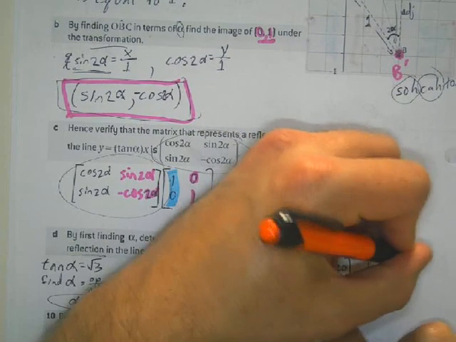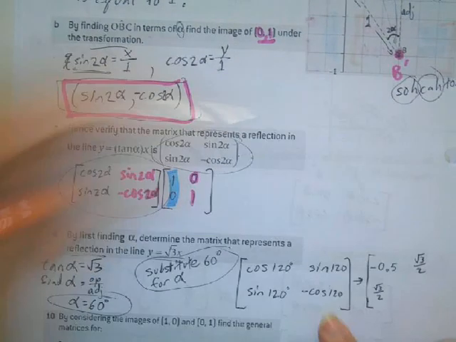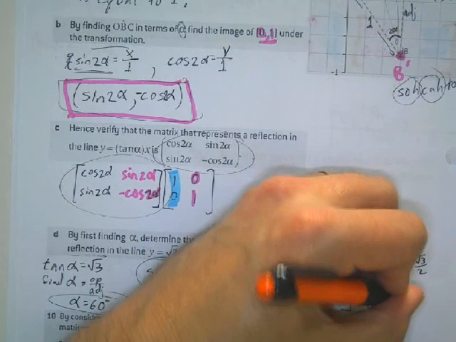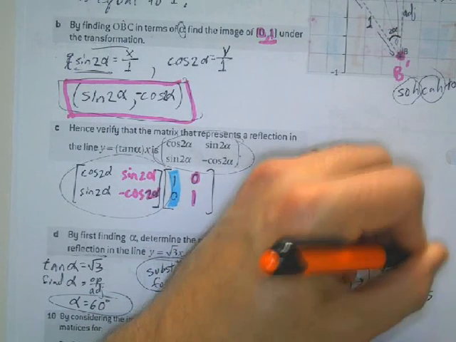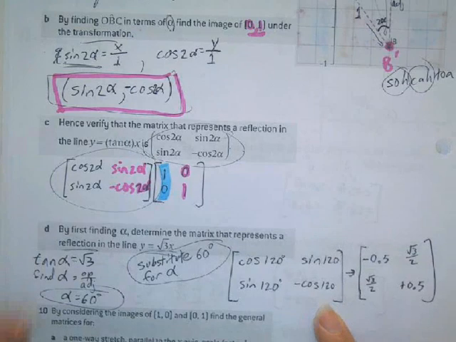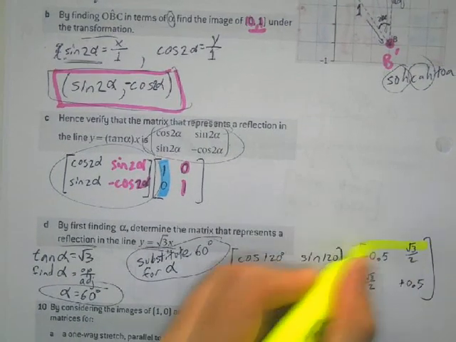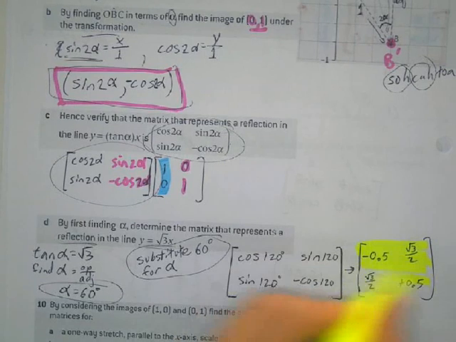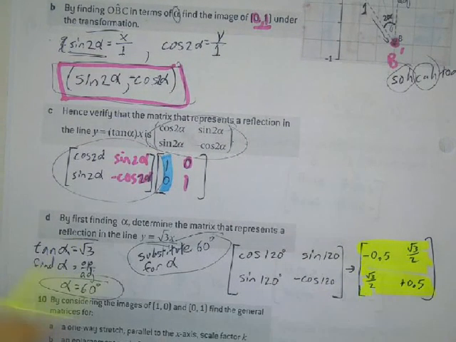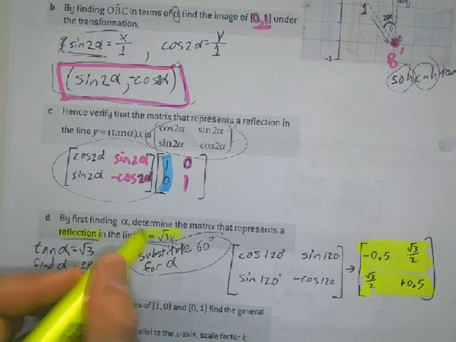Okay, radical 3 over 2. And this is going to be positive 1/2. Okay, so this is our transformation matrix for a reflection on y equals that number.